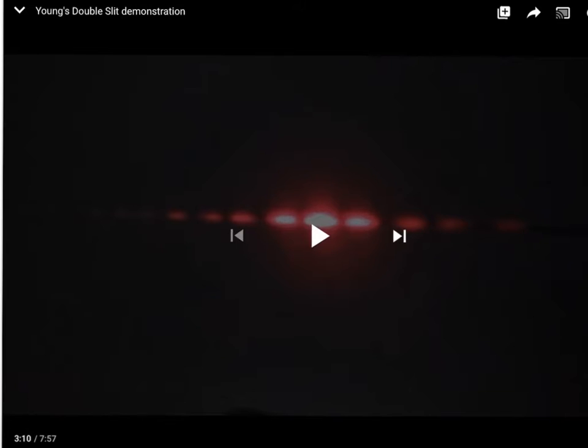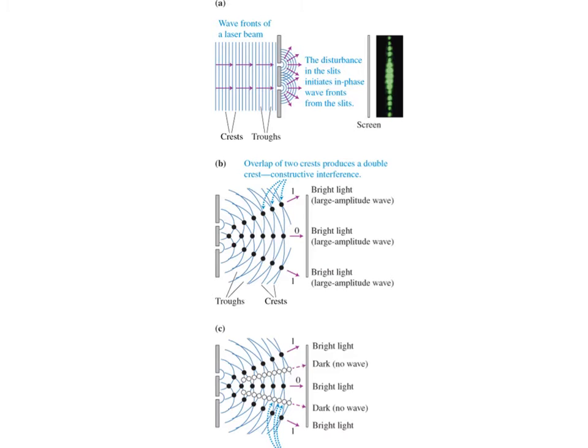But let's talk a little bit about this phenomenon qualitatively on the next slide. So what you see is this bright and dark pattern up here. That's kind of what we saw.